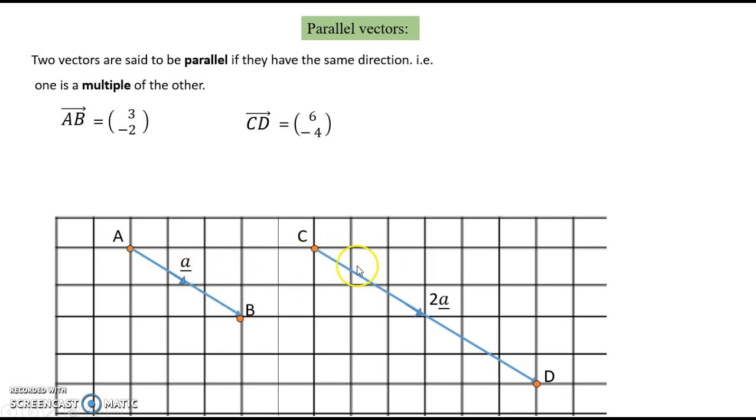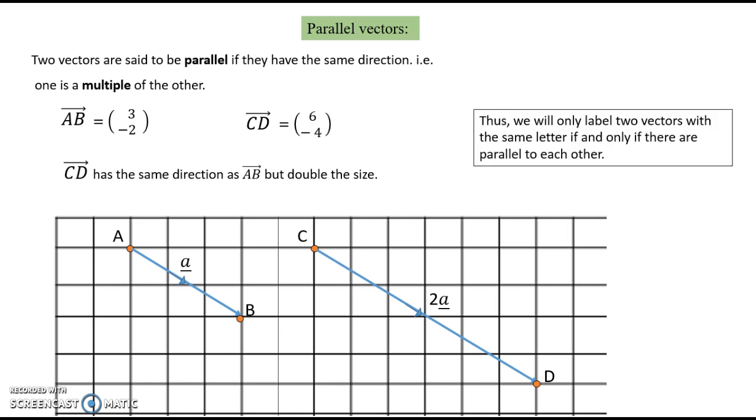And one will be a scalar multiplication of the other. We see that the vector CD is 2 times the vector AB. Thus, we will only label 2 vectors with the same letter if and only if they are parallel to each other. So different vectors will have different names unless they are parallel. If they are parallel, we're going to use the same name, and one can be a multiple of the other.